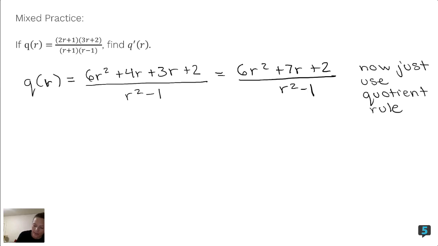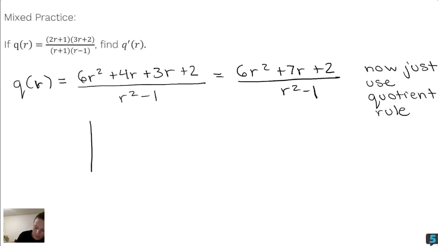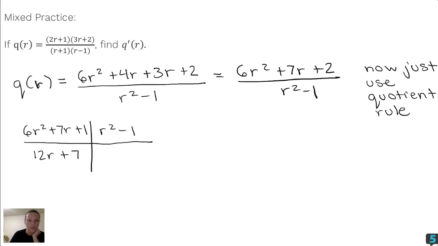All right, so let's set it up. We've got 6R squared plus 7R plus 1, and we have R squared minus 1. So the derivative of 6R squared plus 7R plus 1 is going to give us 12R plus 7. The derivative of R squared minus 1 is just going to give us 2R. Now we're using quotient rule here, so we're criss-crossing, but with a minus.